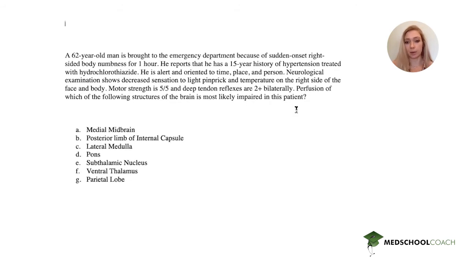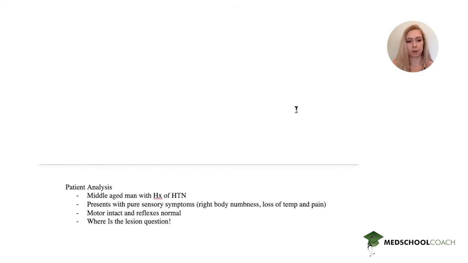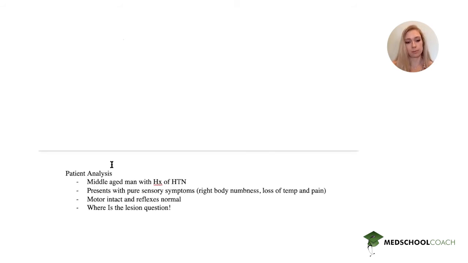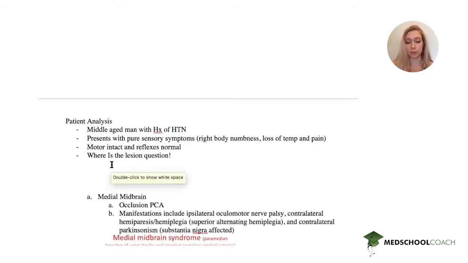So let's think about our patient. He's a middle-aged man with a history of hypertension. He presents with pure sensory symptoms. That's important to recognize. He has right body numbness and loss of temperature and pain. However, everything motor is intact. His reflexes are normal. His muscle strength is normal. So this is a where-is-the-lesion question, which is very common on board exams. Let's go over the answer choices.